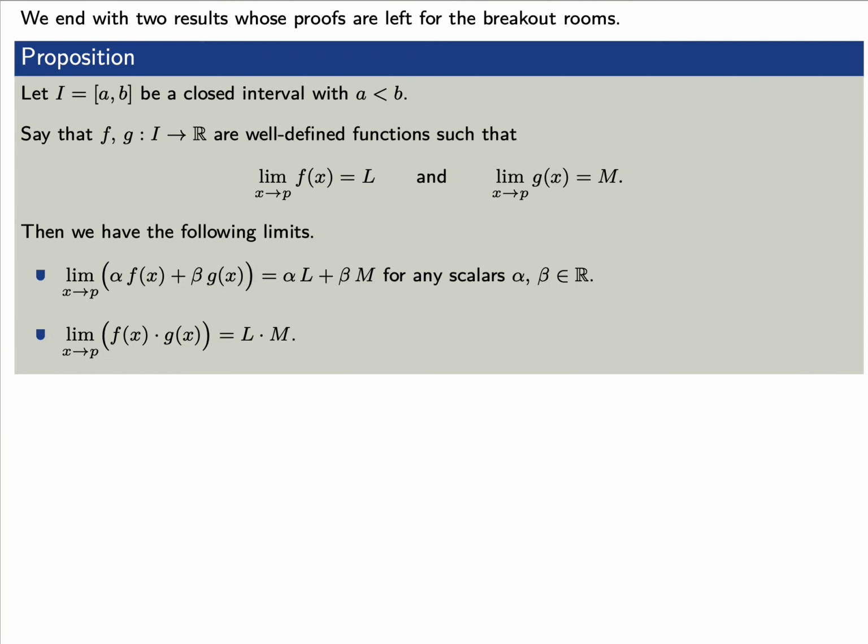We'll end today with two results whose proofs will be left for the breakout rooms in class. Let's say that I is a closed interval, and let's say that f and g are two well-defined functions such that the limit as x tends to p of f of x is L, and the limit as x tends to p of g of x equals m. We have the following two limits. For any scalars alpha and beta, the limit as x tends to p of alpha times f of x plus beta times g of x is just alpha times L plus beta times m. Similarly, the limit as x tends to p of f of x times g of x is L times m.